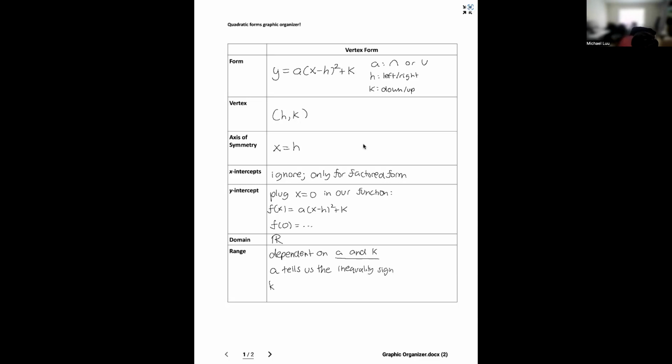And then k tells us either the starting value or the ending value for our problem. So I'm going to say k tells us, not the starting value, but the max or the min value for our problem.